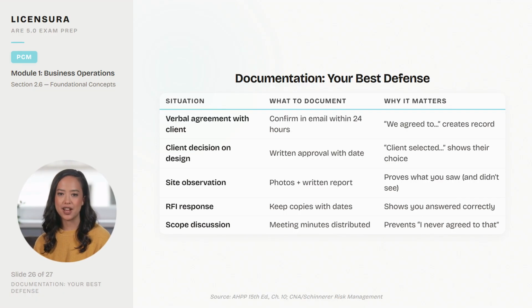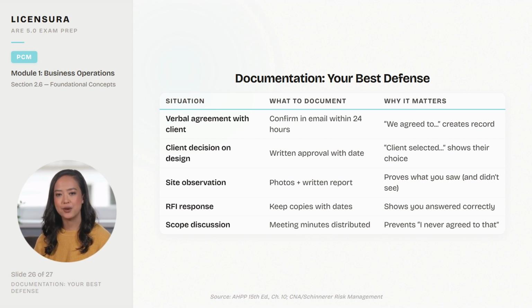Every experienced architect eventually learns this. The best insurance is not needing to use it. Good risk management prevents claims before they happen and strengthens your defense when they do. And it doesn't require any special tools or expensive systems. It just requires discipline. Let's start with documentation, because it is your single best defense.